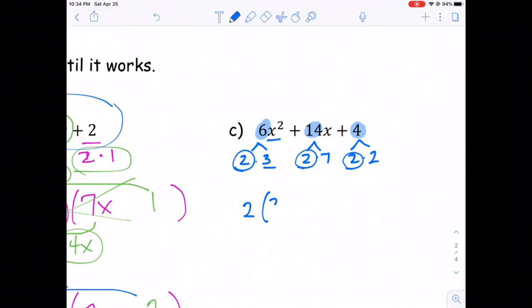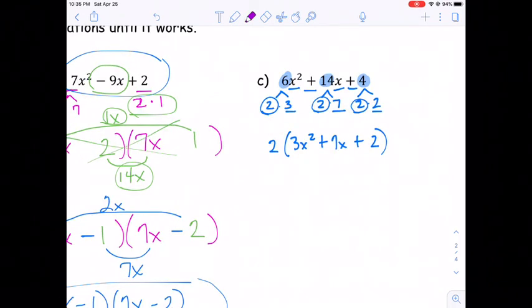3x squared is left for the first term. Then I have my plus. 7x is left in the second term. Another plus, and then a 2 is all that's left in that third term. Now I want to try to factor the polynomial that's left inside the parentheses, but I'm going to have to be careful to bring that 2 with me every time I move down to the next step. It's easy to forget that.